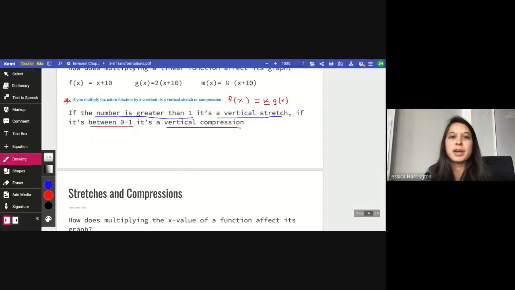So if you multiply the entire function by a constant, it's a vertical stretch or compression, right? K times g of x. And then if that number k is greater than 1, vertical stretch. If that number k is between 0 and 1, it's a vertical compression.